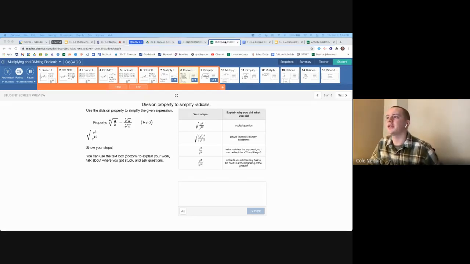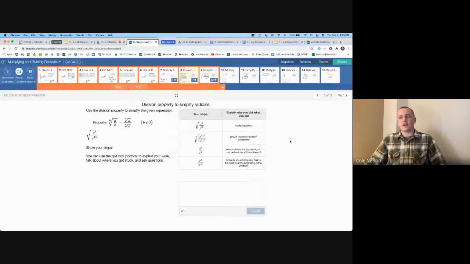How many steps should be shown at the minimum? There isn't a hard and fast rule. What I'm really looking for is a complete answer. If you combine a couple of steps, but you can explain that you combined those steps, I'm good. As long as I can see what you're doing and why you're doing it, I'm happy.